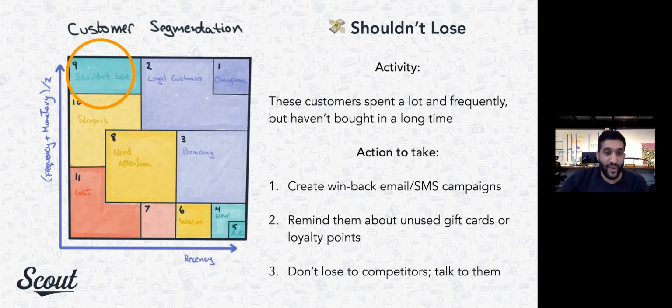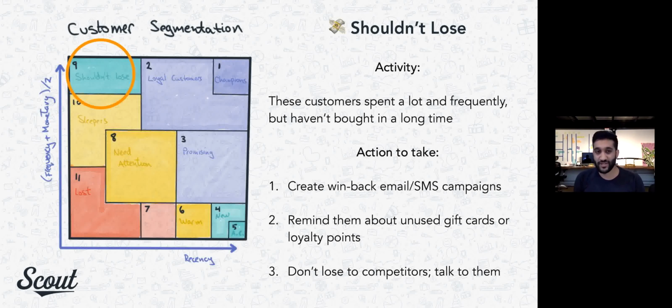Okay, next up we have your shouldn't lose customers. This is a really interesting segment, and these are super high value, super high opportunity customers. Basically, these are customers that have bought the most. These guys have spent a lot of money on our store. The only problem is it might have been years since their last purchase. So if your store is 4 years old, these are customers that bought like 3 or 4 years ago. This is something where you don't want to lose them because these are your biggest spenders.